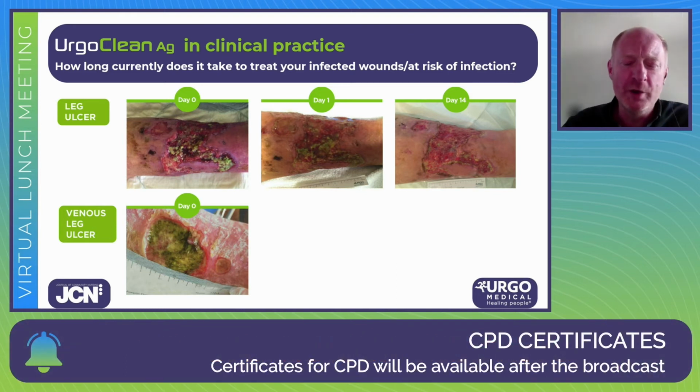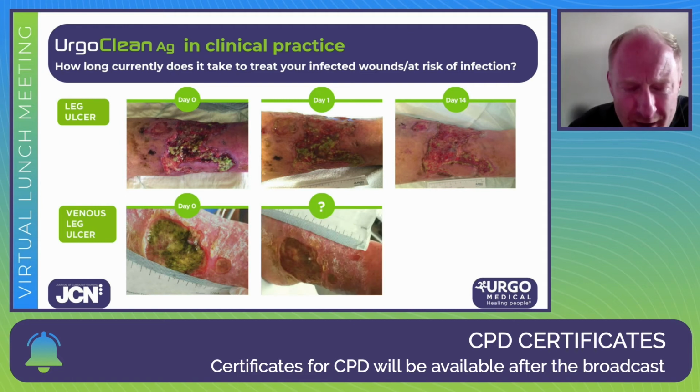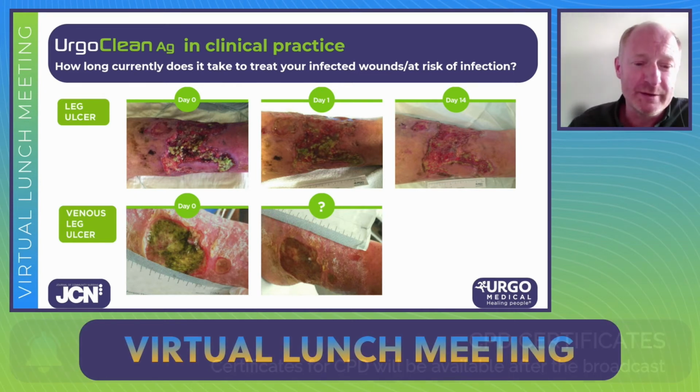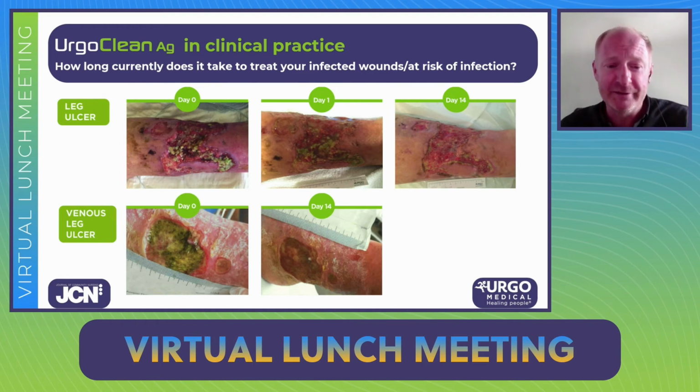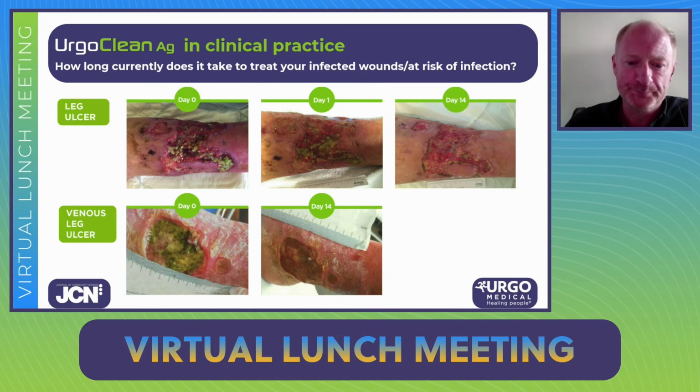To achieve a wound bed that's really now quite clean and ready for granulating, and actually the surrounding skin looks better as well, I wonder how long you would expect that to take with a silver dressing. Again, by 14 days, UrgoClean Ag had really prepared this wound bed nicely. It's gone from having thick slough to pretty much no slough at all, and the surrounding skin has been nicely cared for. So quite healthy looking surrounding skin as well.